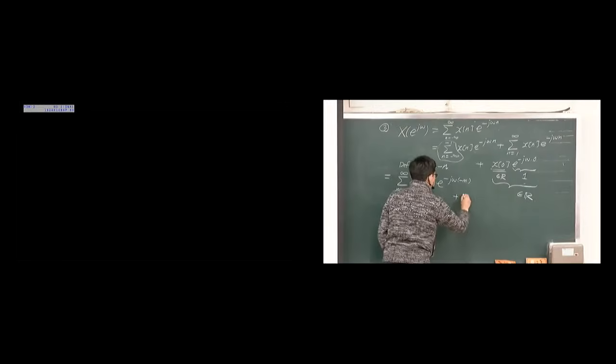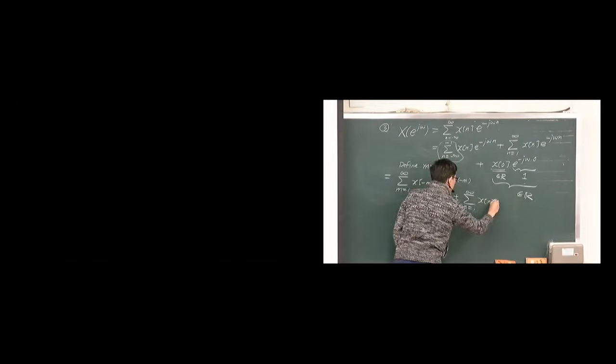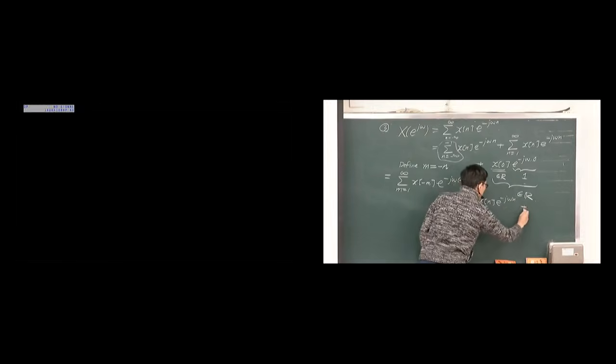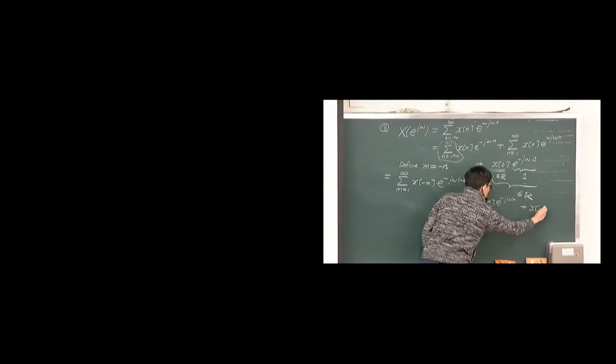And plus, that term is already still there. We don't need to change it. xn e minus j omega n, and plus the last term is x0. We know that, yeah. So we still have 3 terms that we are making a little bit of progress, right? Can you see that we are making a little bit of progress?